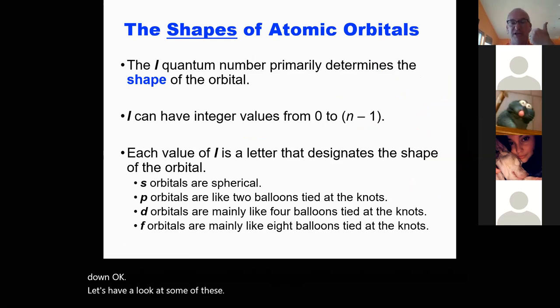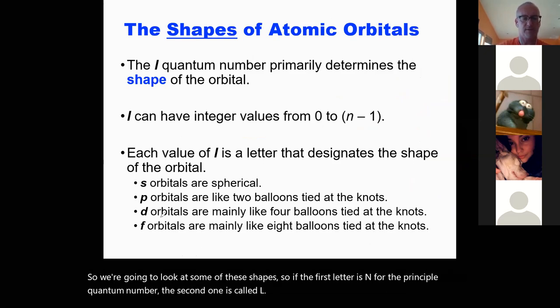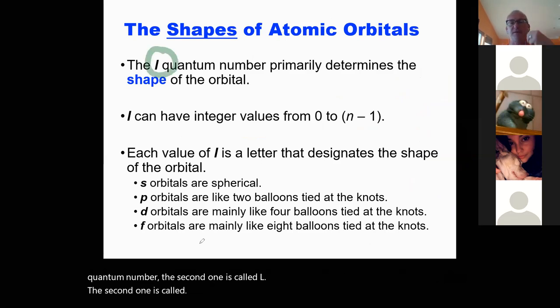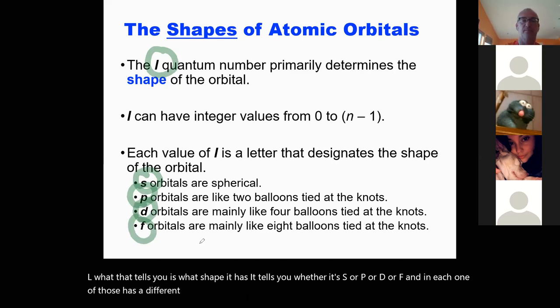So we're gonna look at some of these shapes. If the first letter is N, for the principal quantum number, the second one is called L. What that tells you is what shape it has. It tells you whether it's S or P or D or F. And then each one of those has a different shape.